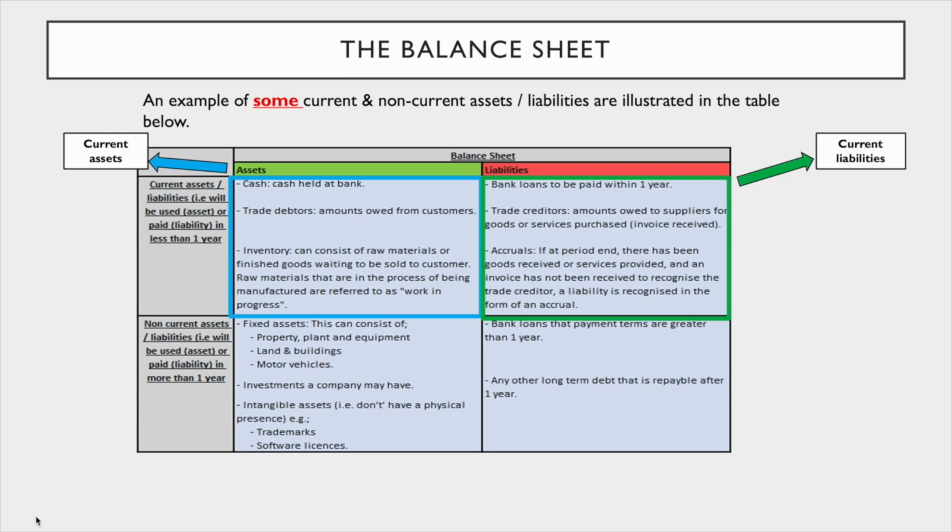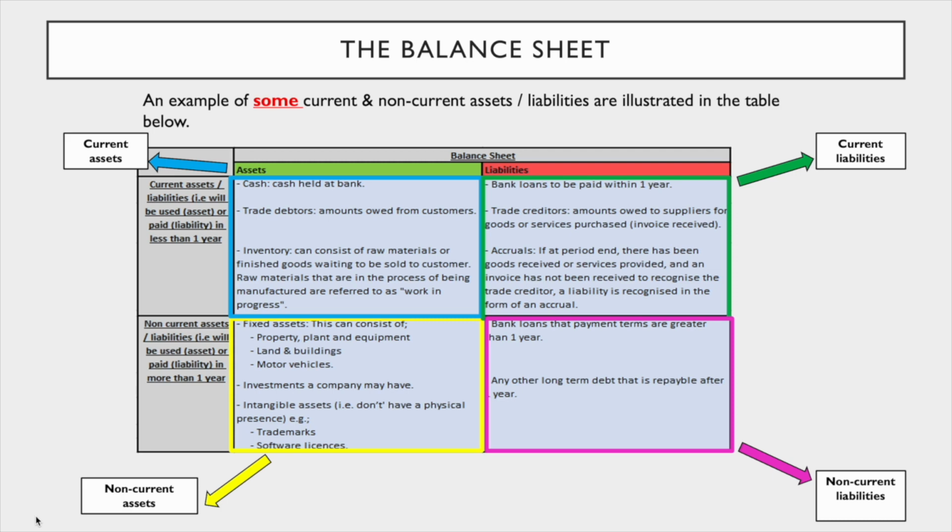We spoke previously about the accruals concept. An expense accrual will typically be paid in a period of less than 12 months. That will be deemed a current liability. In terms of non-current assets, some are illustrated here. Property, plant and equipment, land and buildings and motor vehicles are all assets that will be used by a business in a period of greater than 1 year, so they are deemed to be non-current. And finally, in terms of non-current liabilities, bank loans for a period of greater than 12 months or any other debt repayable beyond 12 months is deemed non-current.